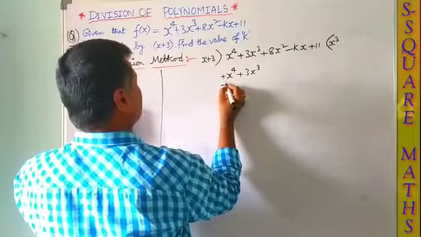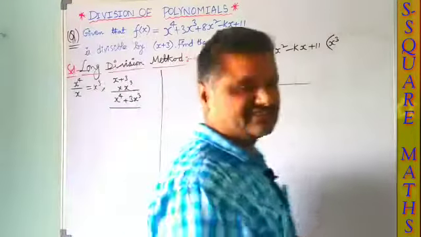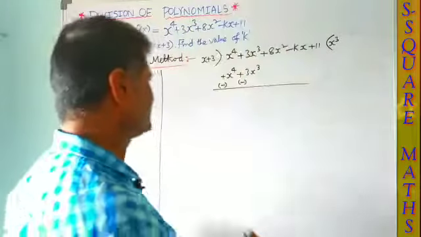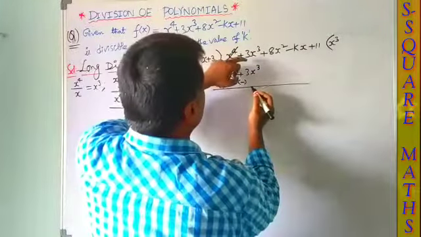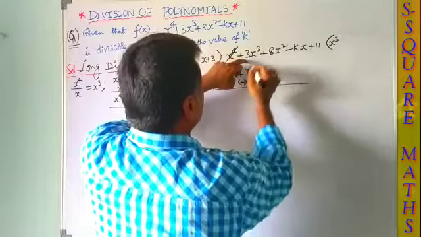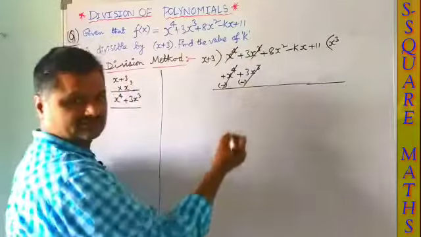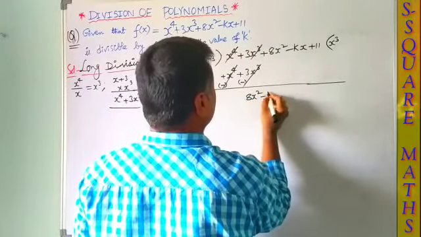So since it is plus, change the sign, so minus and minus. So this is the first step for the long division method for the division of polynomials. So x power 4 minus x power 4 is 0, 3x cube minus 3x cube is 0. So next drop the next term, nothing but our 8x square minus kx.